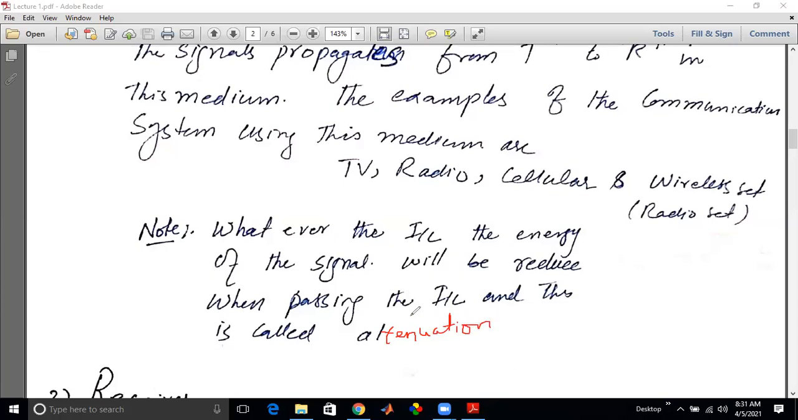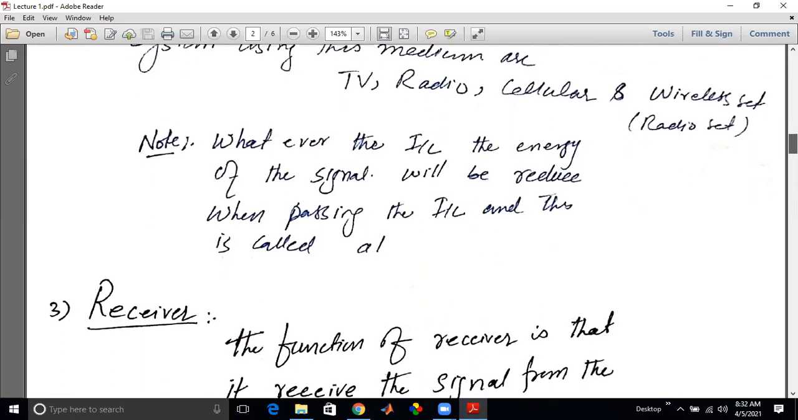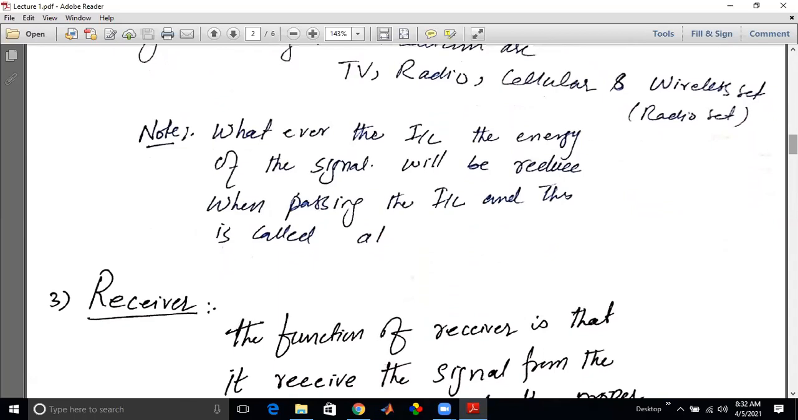Whenever the signal passes through the information channel, the energy of the signal will be reduced, and this is called attenuation of the signal. Remember this term: whenever the signal passes through any medium, either guided or unguided, attenuation of the signal will take place.